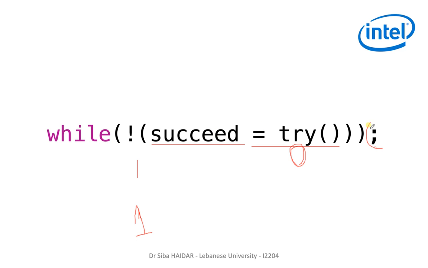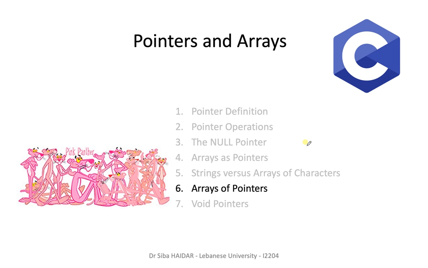This is an empty while. So this is an infinite loop. Keep trying, and if you didn't succeed, you have to repeat trying. You have no other choice. Then exit from this loop when try returns 1.